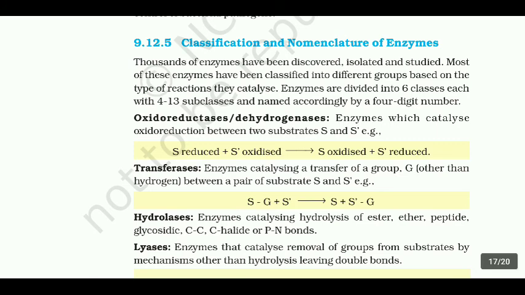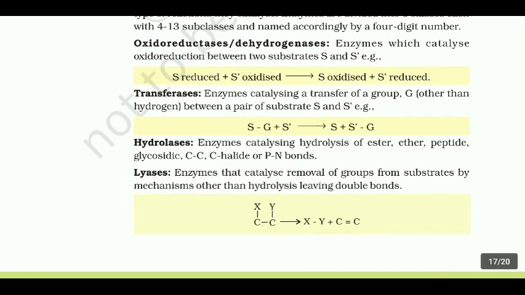Oxidoreductases or dehydrogenases: enzymes which catalyze oxidoreduction between substrates S and S'. For example, S reduced plus S' oxidized gives S oxidized plus S' reduced. Transferases: enzymes catalyzing a transfer of a group G, other than hydrogen, between a pair of substrates S and S'. Example: S-G plus S' gives S plus S'-G.